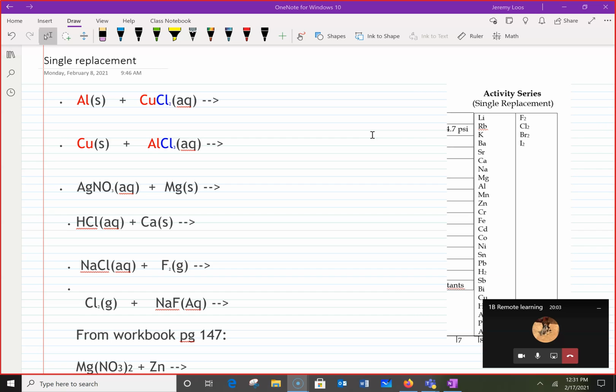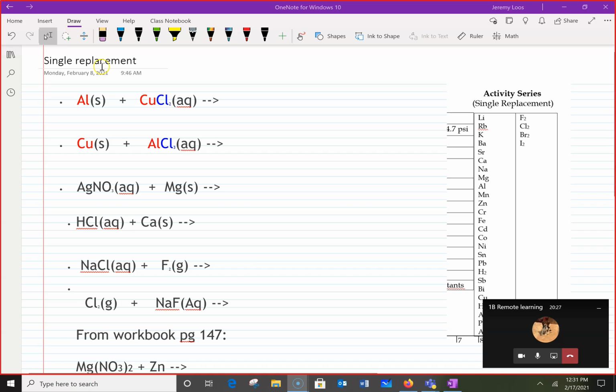I've got the first couple color-coded to really help you see what's going on. So when you're looking at a single replacement reaction, the first thing you want to decide is: is this a metal replacement or is it a nonmetal? And the top one's a metal replacement. I can tell that because aluminum's a metal. I know aluminum's a metal because of my real-life experience, as you do too, if you stop to think about it for 2 seconds.